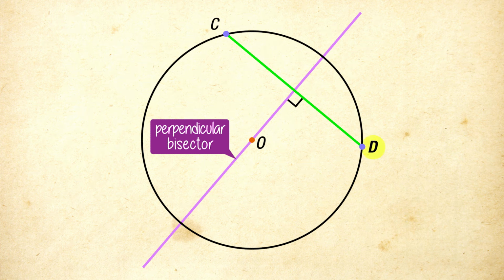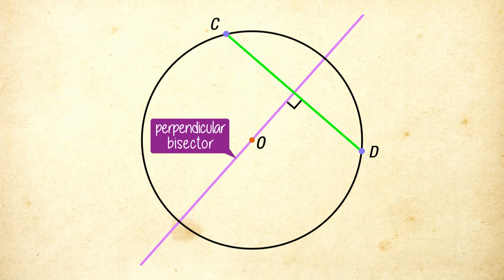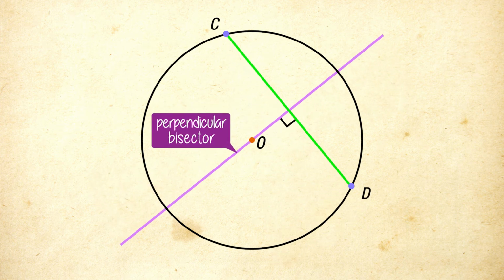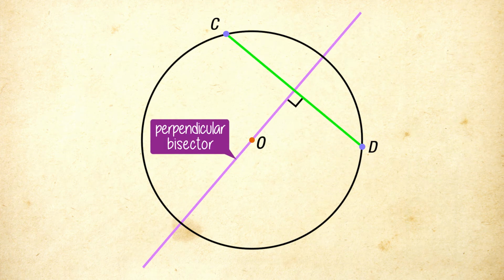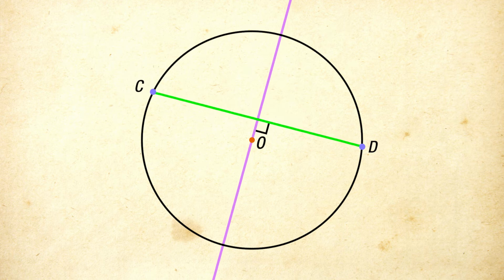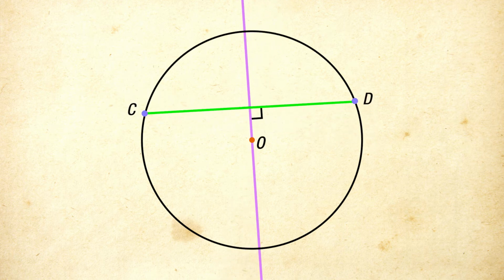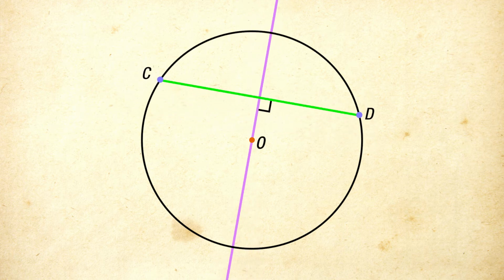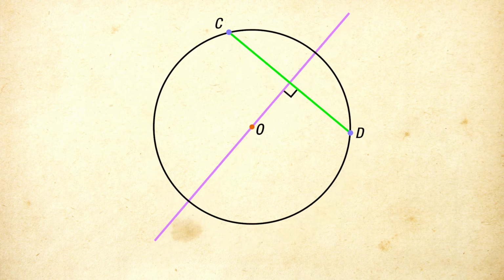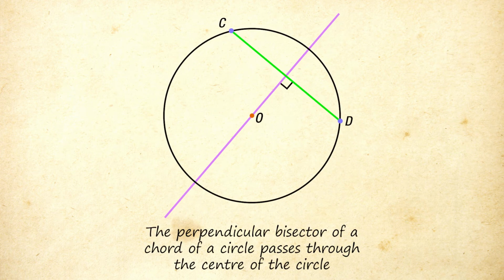Let's shift D to vary the length of the chord. What do you notice about the perpendicular bisector when the length of the chord varies? Now, let's try changing the position of chord CD. Again, what do you notice about the perpendicular bisector when the position of the chord varies? The perpendicular bisector of the chord always passes through the center of the circle.